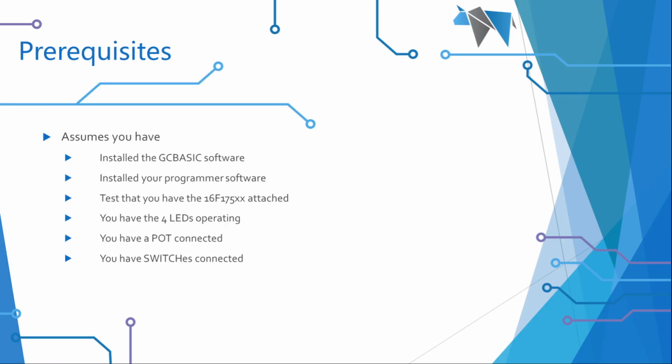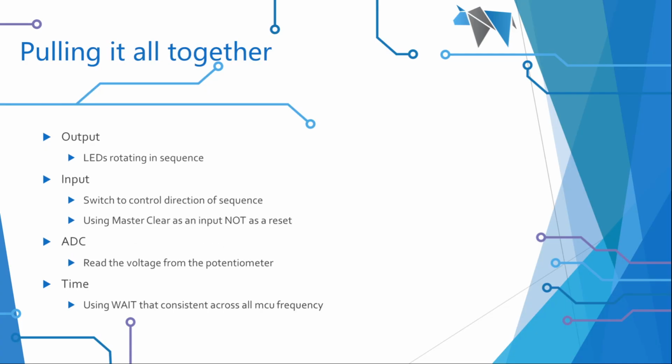So I have assumed you've installed the software, you've got your programmer working, you've tested, you've got the 16F working, you've got some LEDs, you've got a potentiometer and some switches because you'll need all those. Now I'm going to show you what I've got here shortly in terms of looking at my desktop and on my lab. But what we're going to do, we're going to pull it all together and we're going to use the LEDs, have them rotate in a sequence.